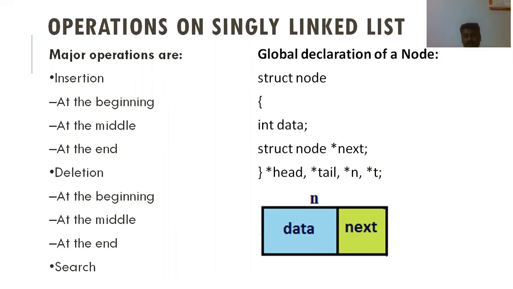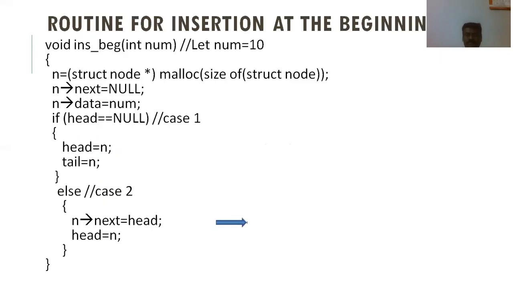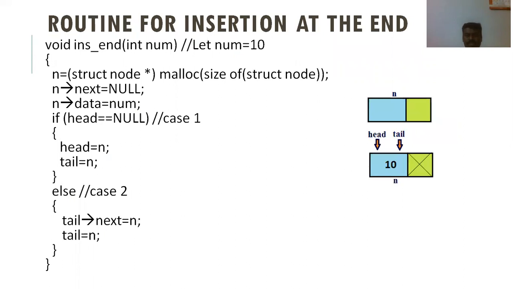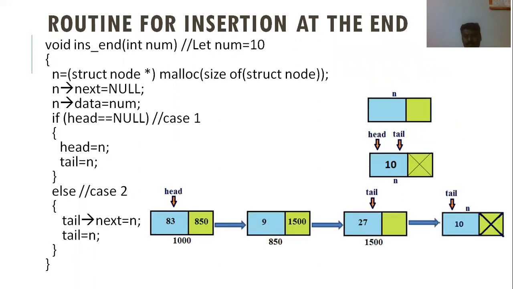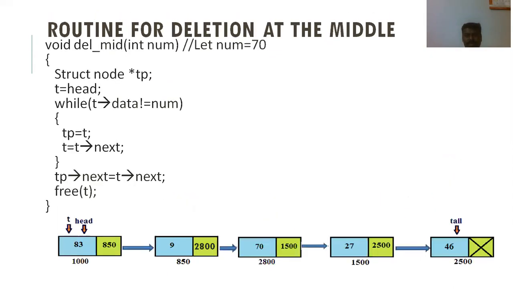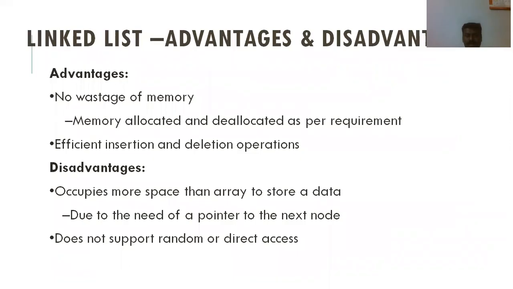Each operation has three important cases. For insertion, you can insert the data at the beginning position, middle position, or end position. For deletion, you can delete the data at the beginning position, middle position, or end position. These are a few examples of insertion and deletion in a single linked list. And we have been discussing the data structure with the linked list.